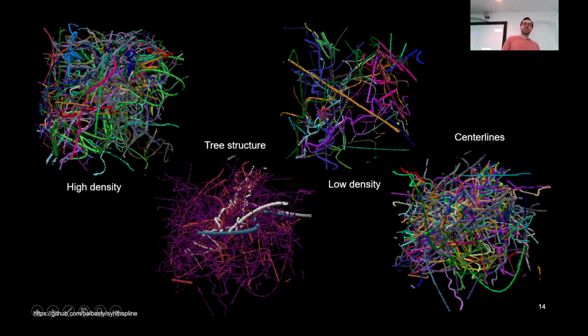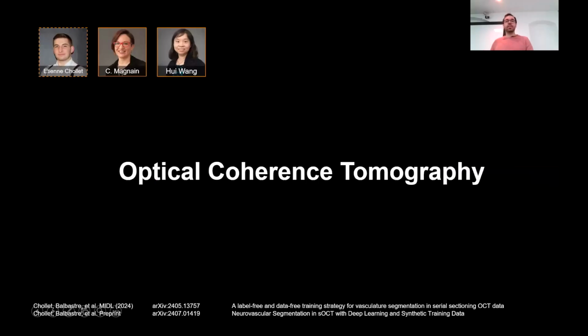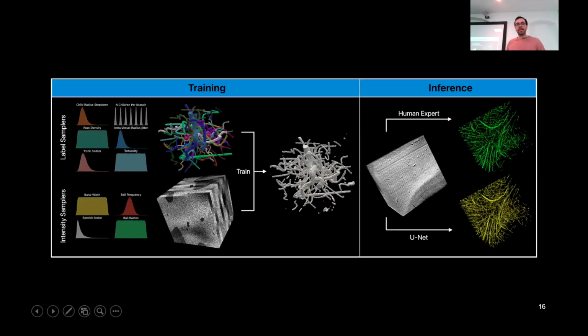And we hypothesize that if we train a network to segment those things, it's going to work on proper vessels and proper images. So the first application is to optical coherence tomography, which is a really cool spectroscopy technique that has a really high throughput. So you can image quite large blocks of data at about 10 micron resolution. And yeah, so that's our generative model.